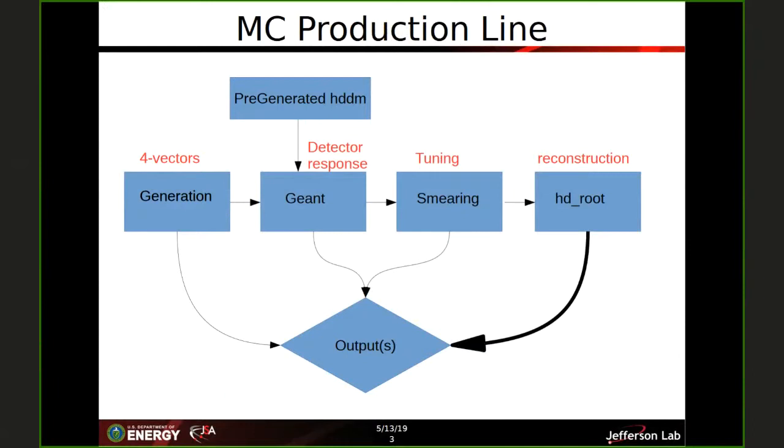MC Wrapper also allows you to take a pre-generated HDDM, and each step provides output. By default, most people tend to deal with the reconstructed as output, or as we'll see later, you can even go to the trees via the reaction filter.